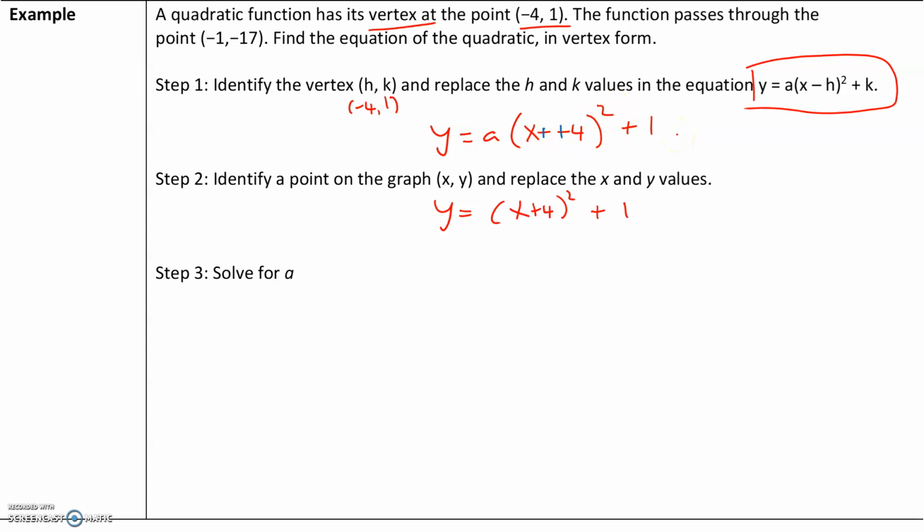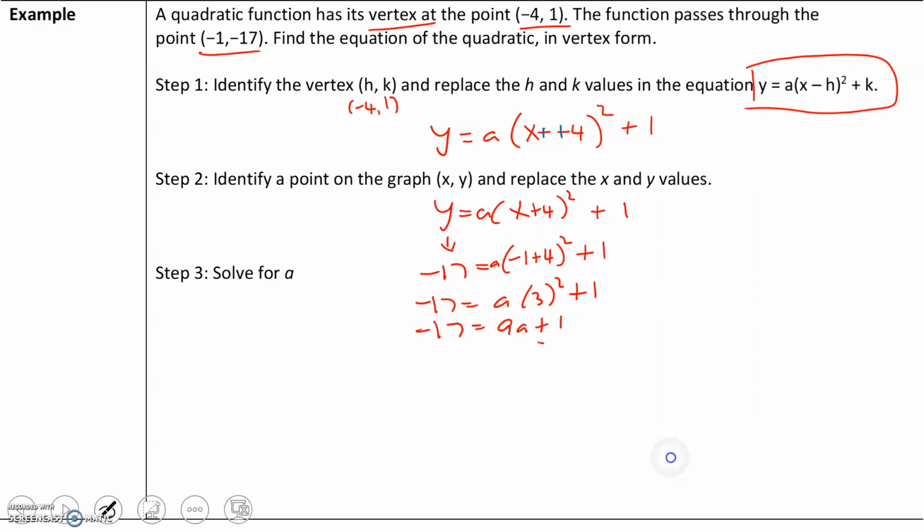Now let's take a look at a point that's on the graph. Let's take a look at the point negative 1, negative 17. So y gets replaced by negative 17, x gets replaced by negative 1. Oh, and I forgot the a in the front, plus 1. So I have negative 17 equals a times 3 squared plus 1. So I have negative 17, 3 squared is 9. That's going to be 9a plus 1.